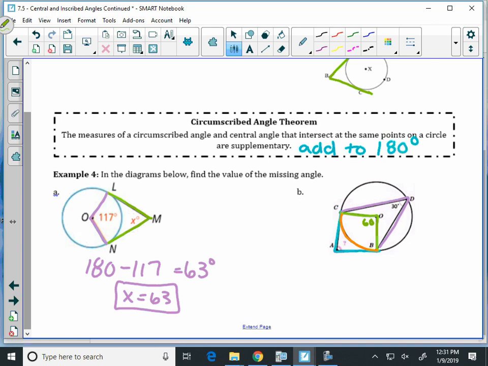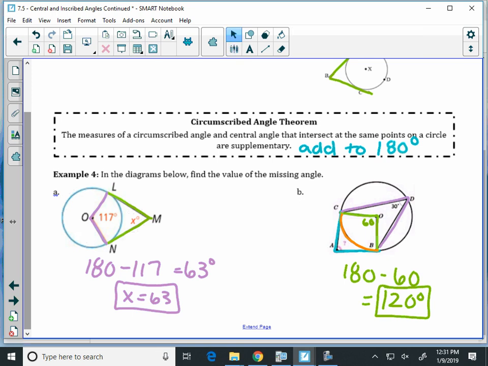60. So now that I know what that central angle is, what can I do with 60 to find the circumscribed angle? Subtract it from 180. Because we have a four-sided figure, opposite angles are going to add to 180. So let's do 180 minus 60. And what does 180 minus 60 give us? 120. So again, if all else fails, you have a four-sided figure dealing with circles, opposite angles are going to add to 180. Subtract from 180, you're probably okay.